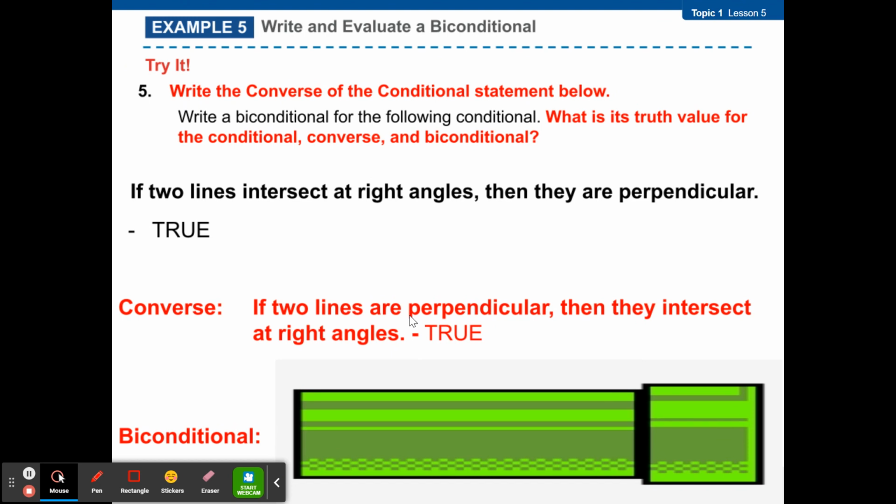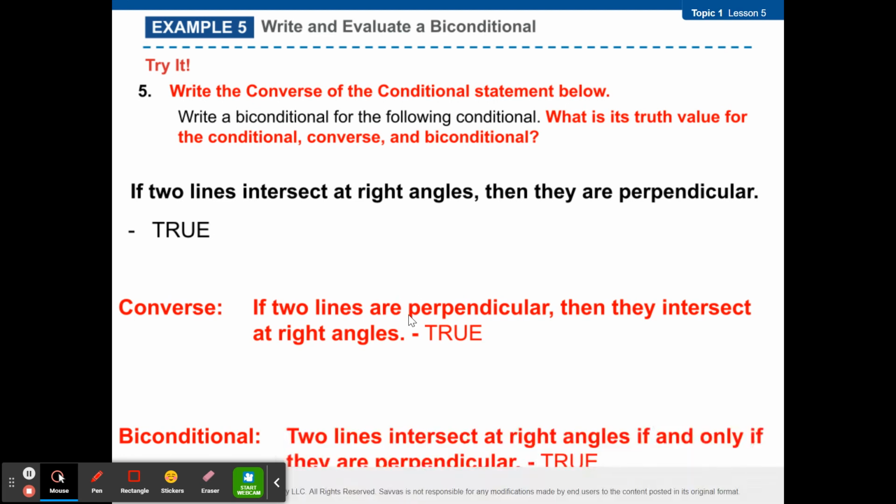Who would like to tell me that one? Ooh, not all at once now. So many hands going up. Go ahead. Two lines intersect at right angles if and only if they are perpendicular. Okay, so we got two lines intersect at right angles if and only if they are perpendicular. And that ends up being true as well. Are there any questions on this?